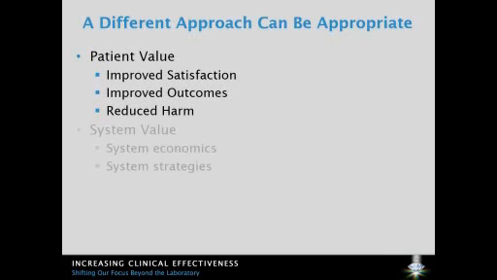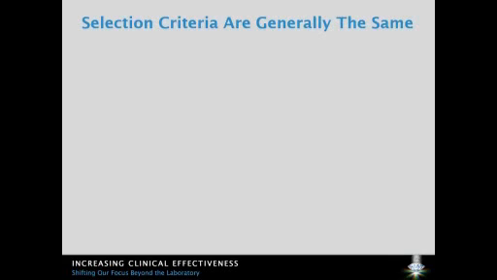We can also look at system values. So what are the economics to the system and the strategies that the system is pursuing, and how do we align to those? Now, as you think about the various projects, the criteria for selection are probably the same, whether it's in the traditional approach or in the patient value approach.